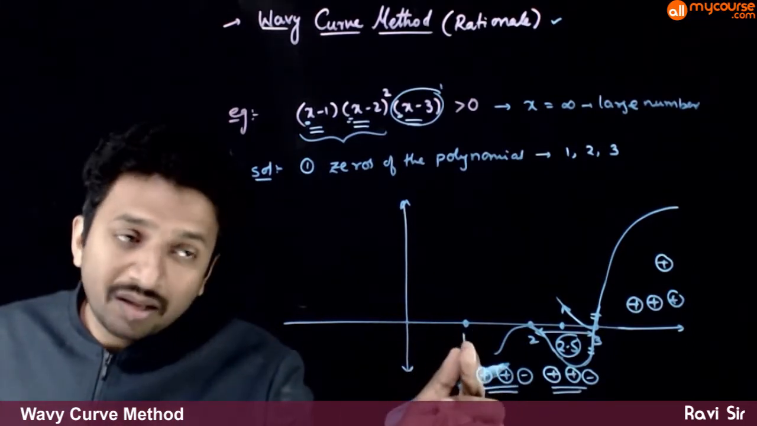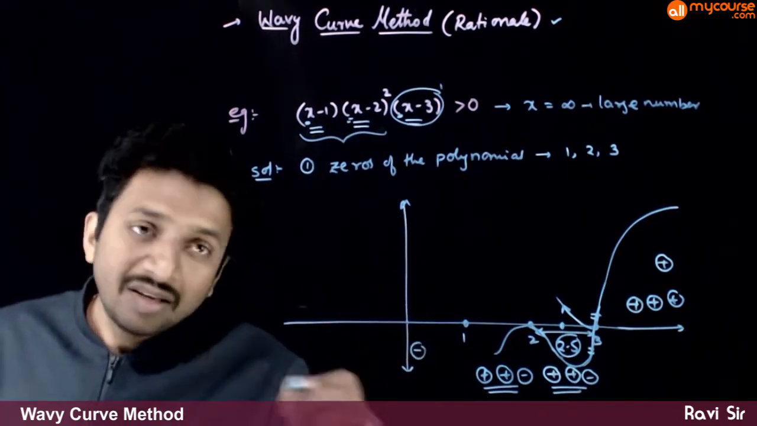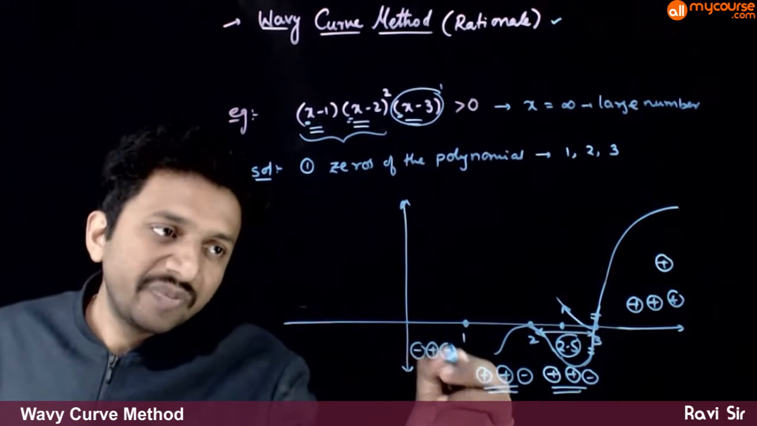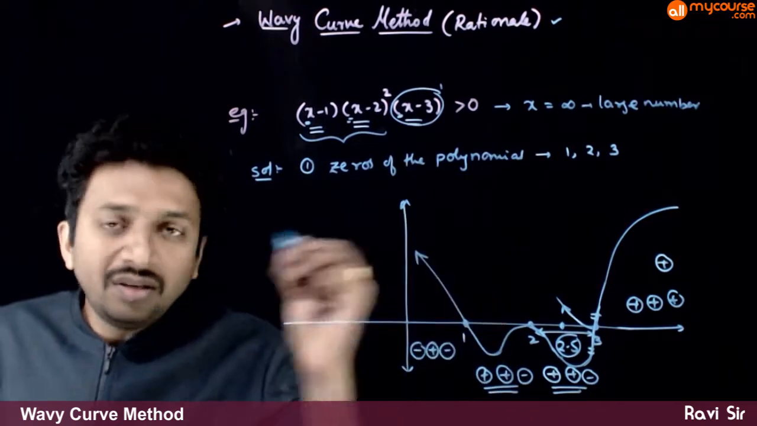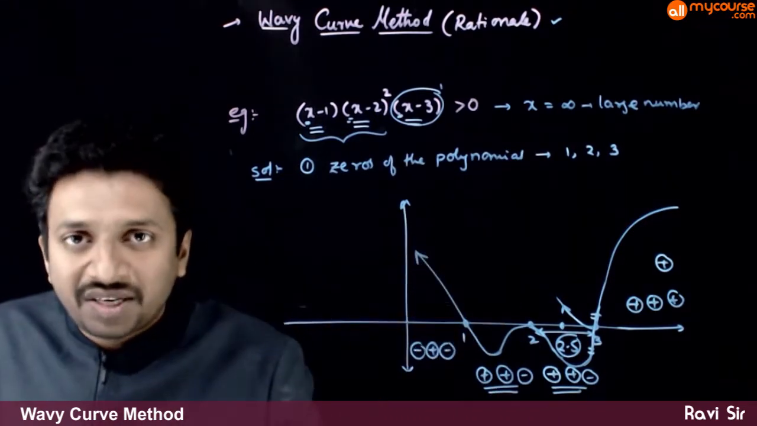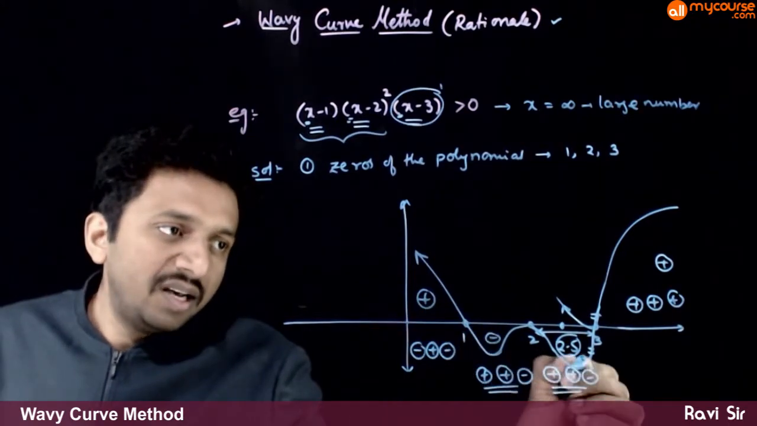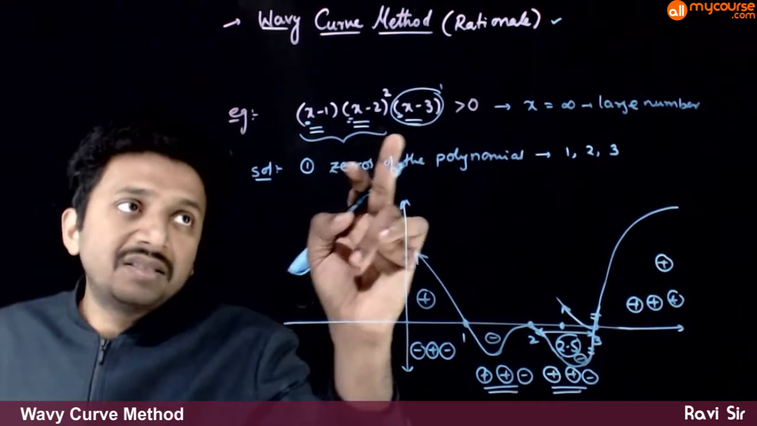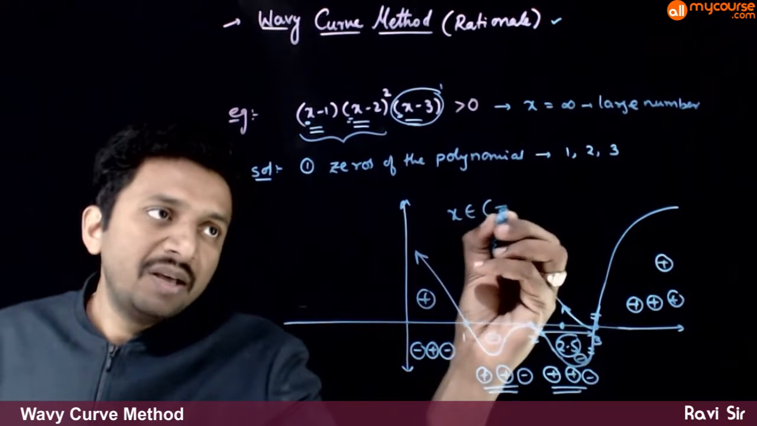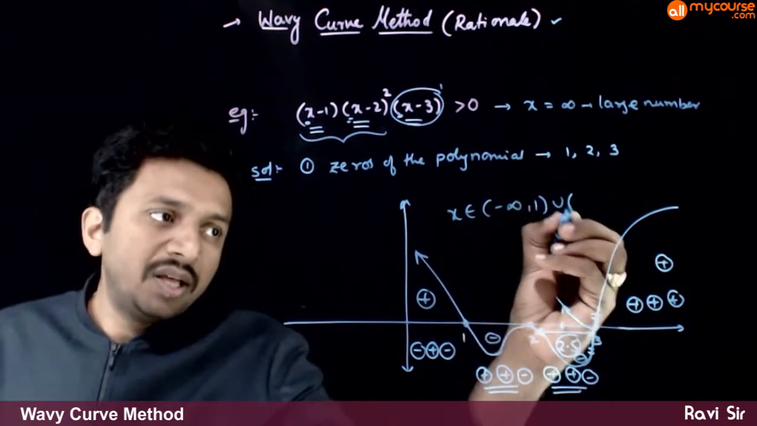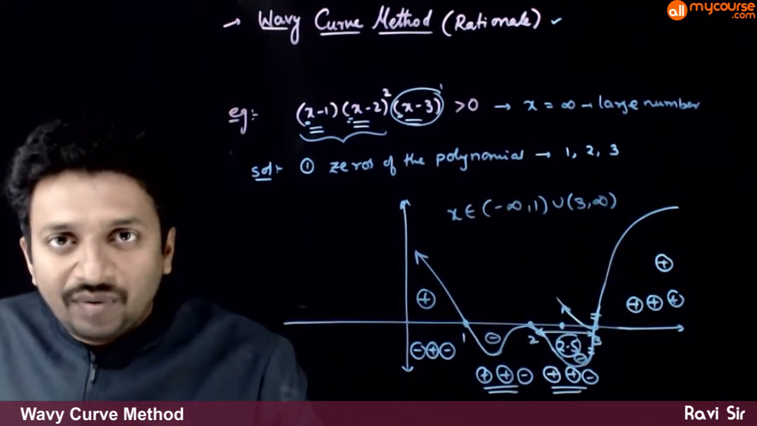And at x is equal to 1, the x minus 1 factor's sign changes. So this plus will become minus and these 2 signs will remain as they are. So minus into minus is positive, and the graph comes onto the positive side. So this is how the graph looks: positive, negative, negative, positive. Hence, if you want this expression to be positive, my answer should be x belongs to minus infinity to 1 union 3 to infinity. So that will be the answer to this question.